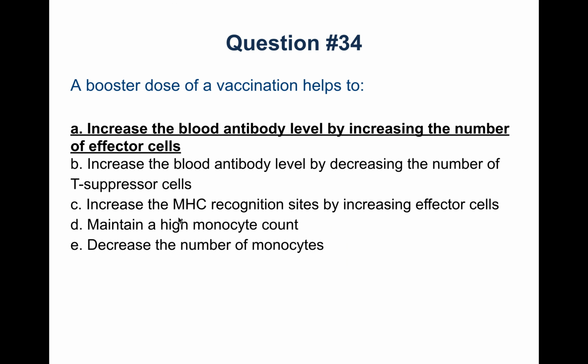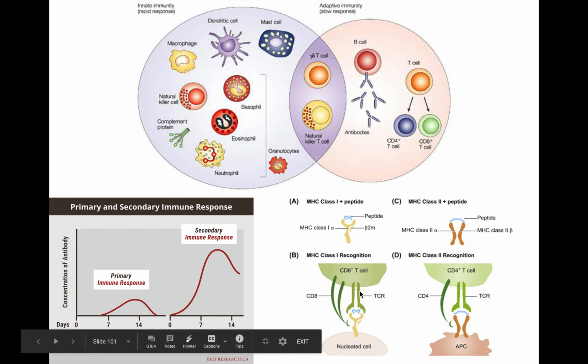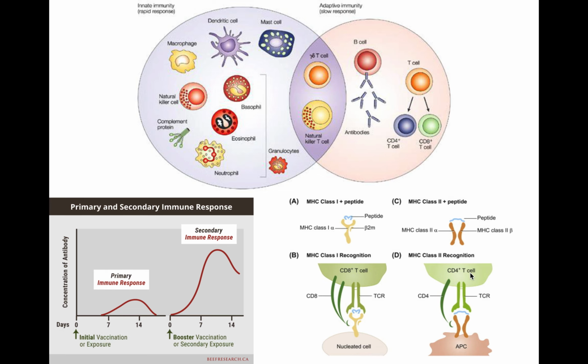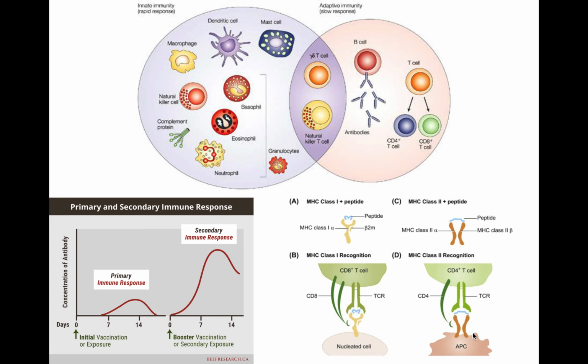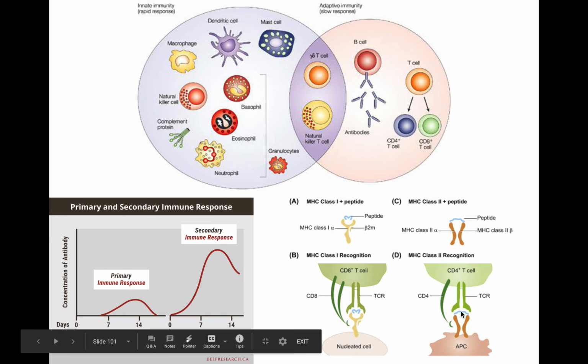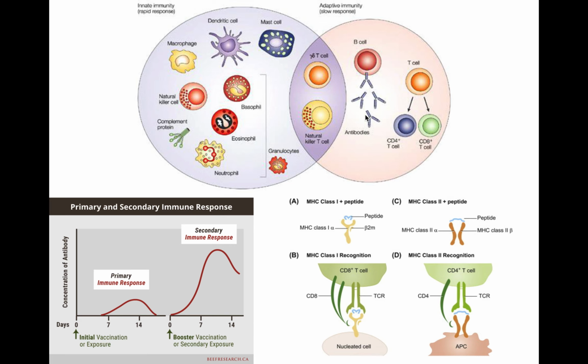It also mentioned MHC recognition sites by increasing effector cells. So MHC recognition sites are what are found on CD8 and CD4 T cells. So they are T cells, where the B cells are actually what are making the antibodies. So the B cells are really what's increasing. The T cells are not really doing that. You may be getting CD4 T cells that are helping to activate the B cells. That's what really will help lead to memory. But you're not necessarily increasing that specifically. You're specifically looking for an increase in the antibodies from these effector B cells.